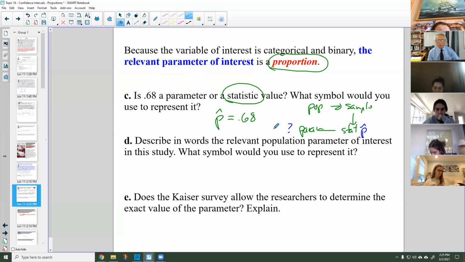Pi. That's exactly right. That's our comparable statistic. P hat goes with pi. They both start with p. Okay.